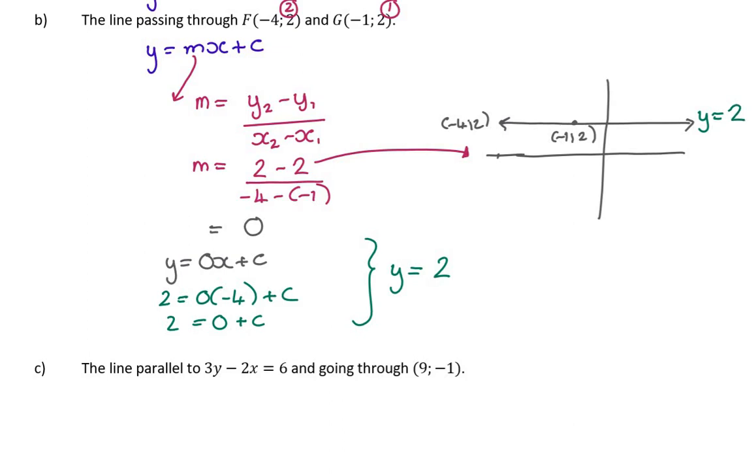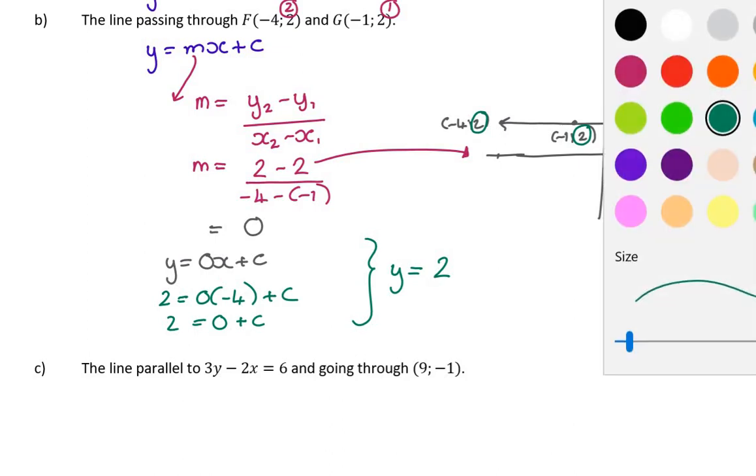I was kind of like, hang on, there's something weird here because there's no gradient. So this turns out to be a horizontal line, which means I know that every horizontal line has the equation y is equal to something. And in this case, I can see the y value is always 2. So, a bit of an interesting one there.